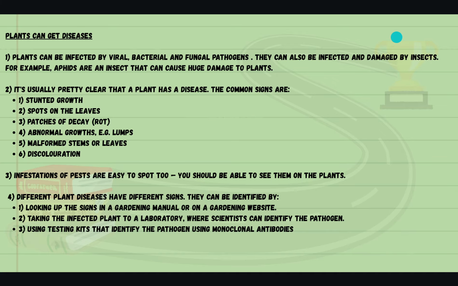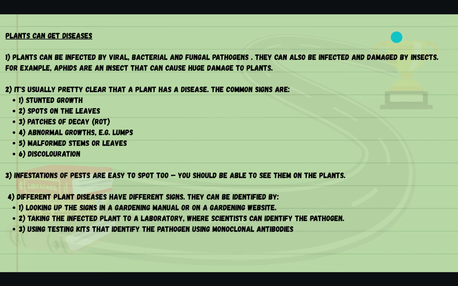It's usually pretty clear that a plant has a disease. The common signs are stunted growth, spots on the leaves, patches of decay, known as rots, abnormal growth, for example lumps, malformed stems or leaves, and discoloration. Infestations of pests are easy to spot too. You should be able to see them on plants. So, different plant diseases have different signs.